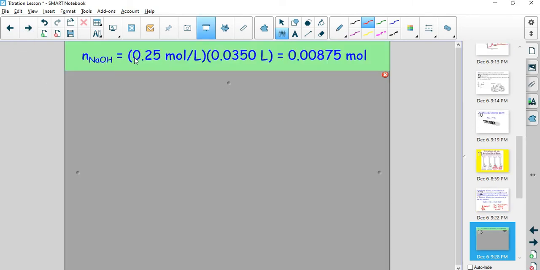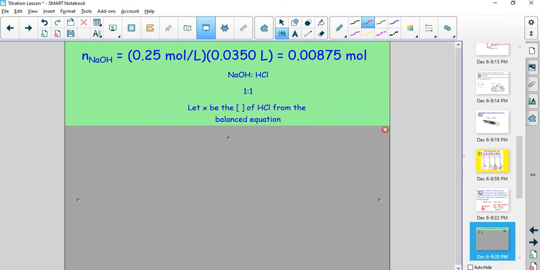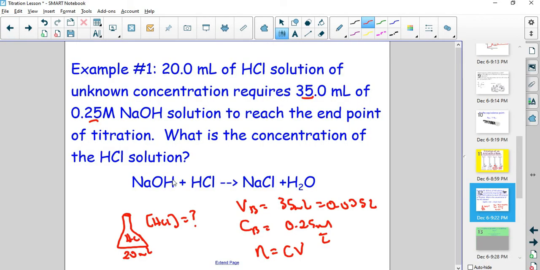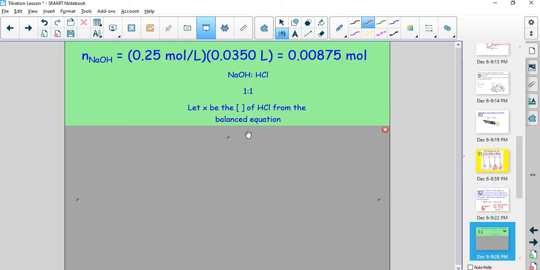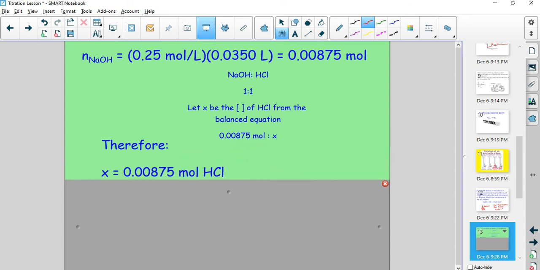So let's do that. Concentration times volume gives you that many moles of base. Now we know that the reaction has a 1-to-1 stoichiometric ratio between all of our substances, so the number of moles of one is equal to the number of moles of the others. Now that we found the number of moles of sodium hydroxide, we can say that X is then the number of moles of HCl because it's 1-to-1, right? Therefore, that is the number of moles of HCl.